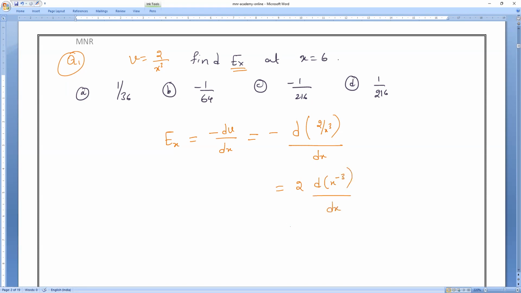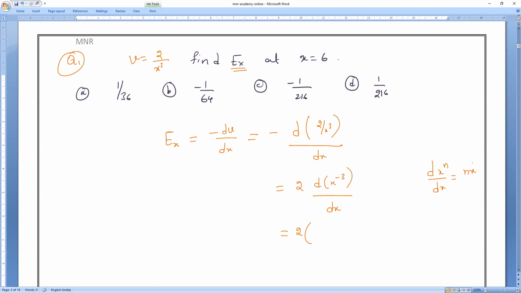Everybody clear? So 2 into differentiation of x power n. Can anybody tell the formula, please? Differentiation of x power n is n into x power... what? N minus 1 or n plus 1?